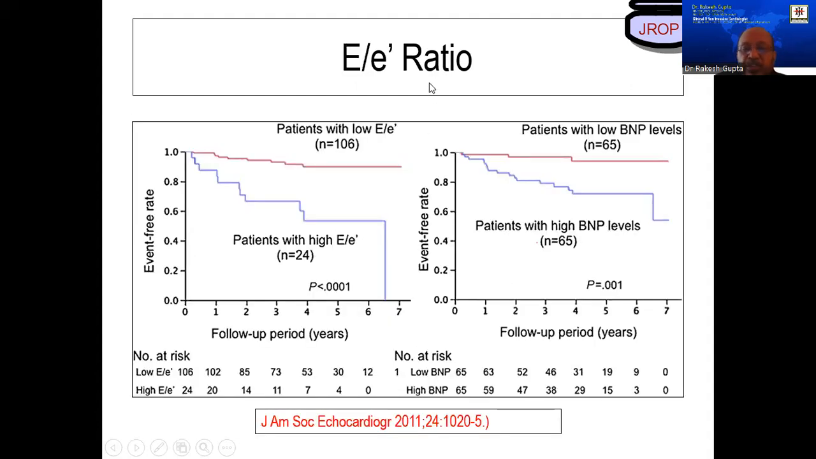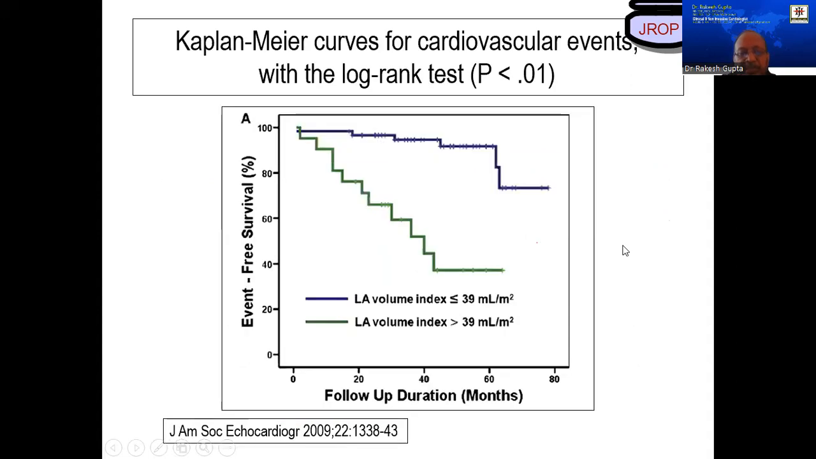Here's a picture of the E/E prime ratio. If you have low versus high E/E prime ratios, look at the event-free survival. Similarly, if you have low BNP versus high BNP, look at the cumulative or event-free survival in this subset of populations. The people who have a high BNP or high E/E prime ratio have less event-free survival in this subset of populations. Then comes LA volumes.